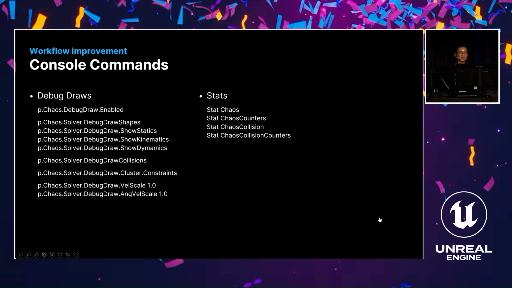Okay, so I listed some console commands I used throughout my presentation. They are pretty self-explanatory, and I know the Chaos Visual Debugger is more for really investigating what went wrong in your simulation, but you can also show some collision shapes and show the constraints in the editor and do some simple performance checks using these stat commands.